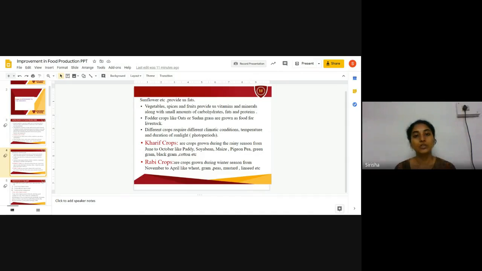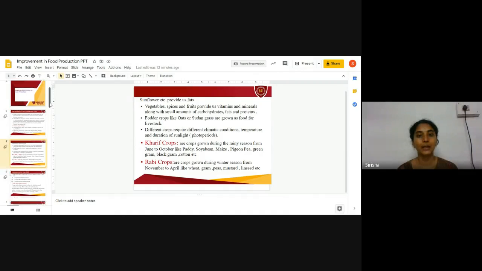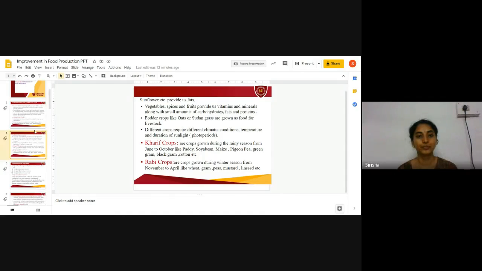So let us see what are kharif crops as well as rabi crops. Kharif crops are grown during the rainy season from the month of June to October, like paddy, soybean, maize, etc. Rabi crops are grown during the winter season from November to April, which provide wheat, grams, peas, mustard, etc.